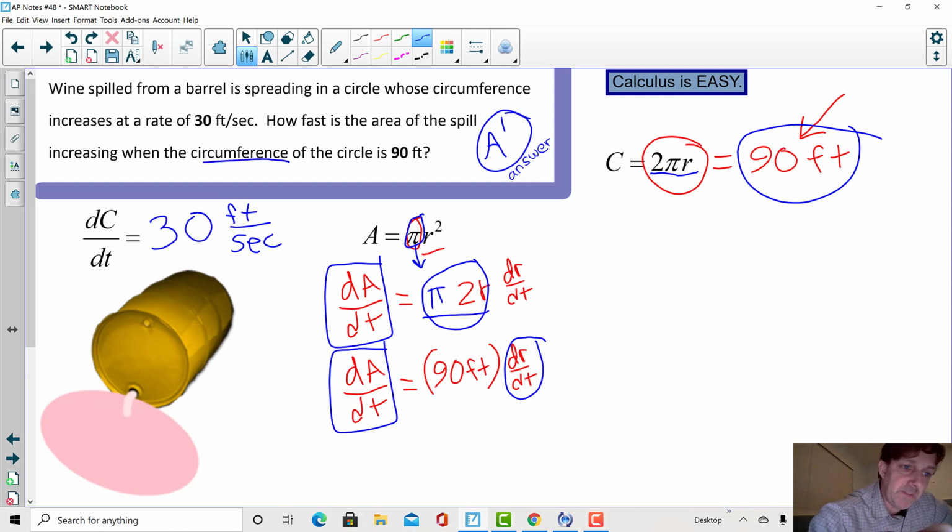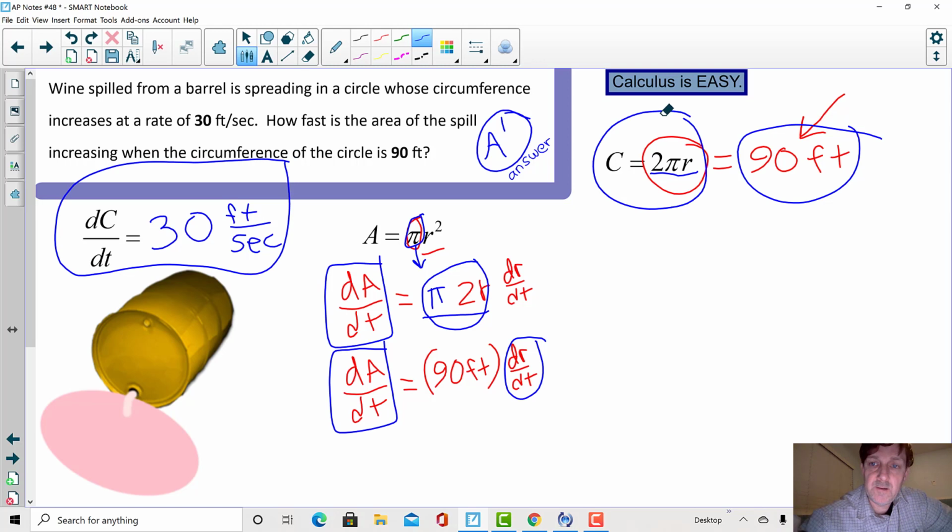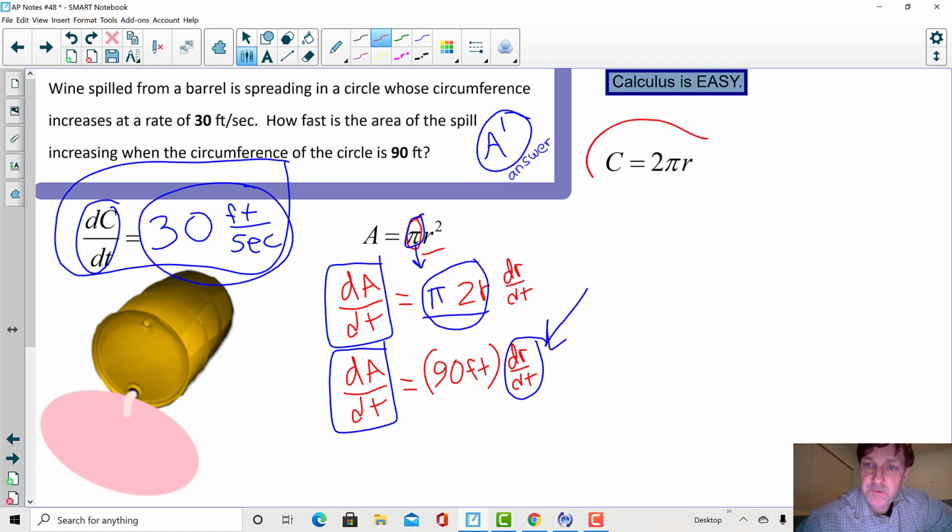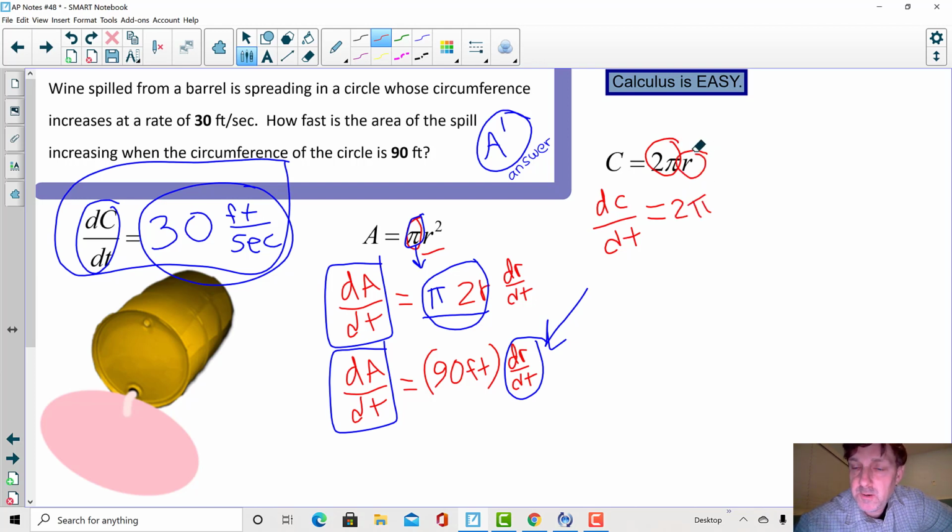If you remember from the beginning, they did tell us what c prime is, and since we have c, let's just do the derivative, and we'll be able to trade c prime for 30 feet per second. That may help us find the dr/dt, which is our r prime. So to do the derivative of this, we're going to do the derivative of c, which is going to be 1, and then dc/dt. Remember, the 2 pi is just a constant, so when we do the derivative, we're really just doing the derivative of r, and that'll be 1, and then r prime.